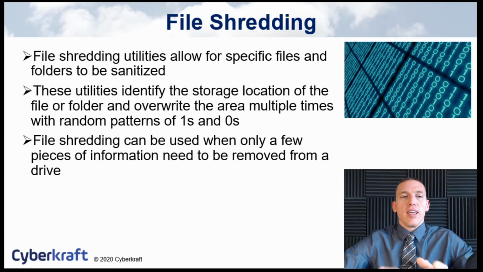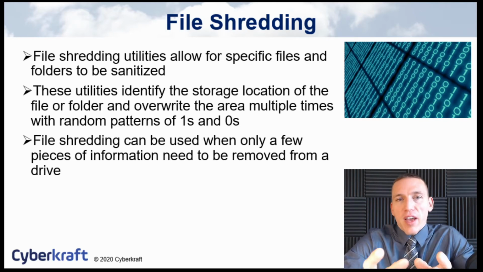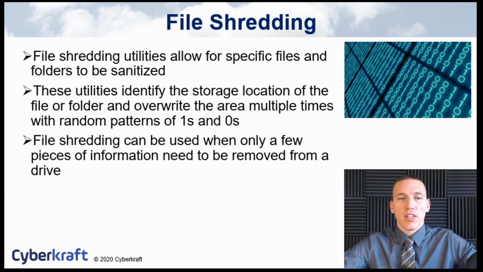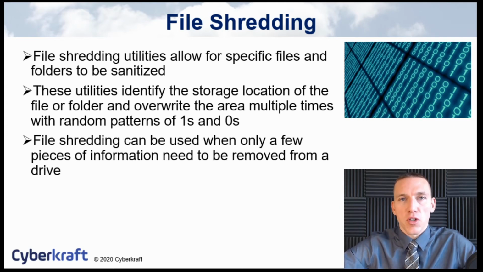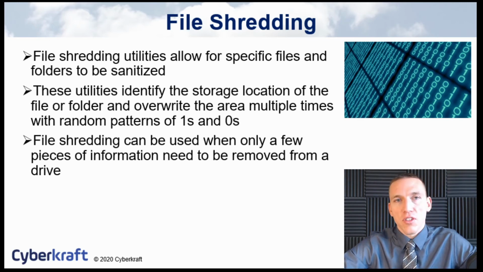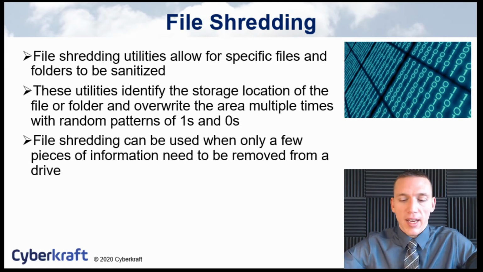File shredding is a process of identifying specific files and folders, and then overwriting those areas with random bits of ones and zeros. So it's a method of file wiping, but for specific areas. This allows for sanitization of portions of a hard drive. This can be very useful if only a few key pieces of sensitive information need to be purged from a drive, but everything else needs to remain intact.